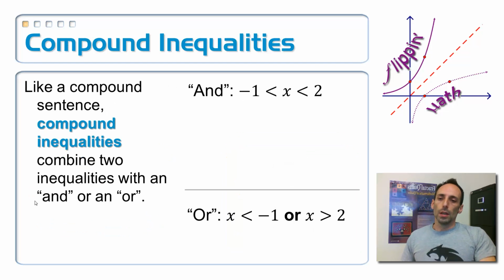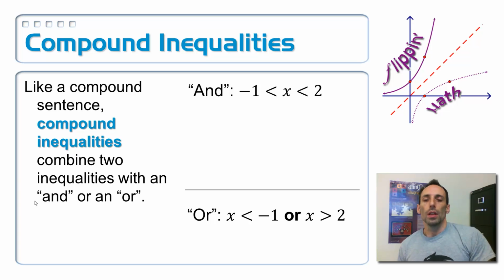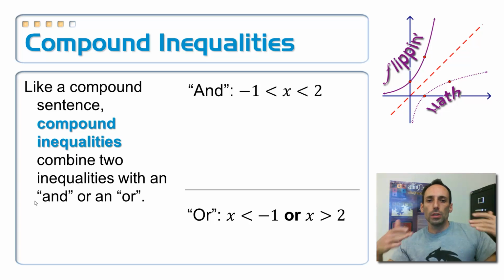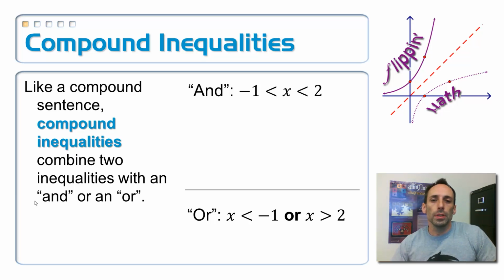Okay. Next, let's talk about compound inequalities. Think in English, a compound sentence. A compound sentence was you take two sentences and you cram them together with a conjunction. I think that's what it's called. Like a comma and an and, or a comma and an or. You do exactly the same thing with compound inequalities, but you don't need a comma. But you do need either an and or an or. There's no buts, just ands or ors. Well, there might be buts. Let's not talk about buts.